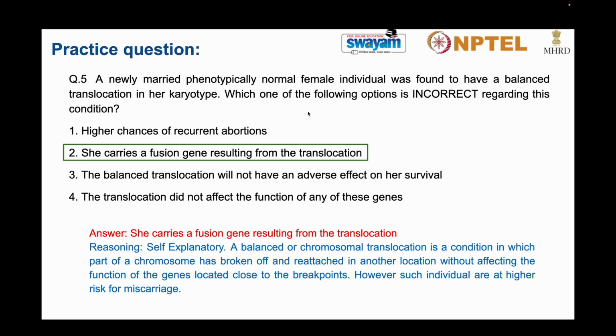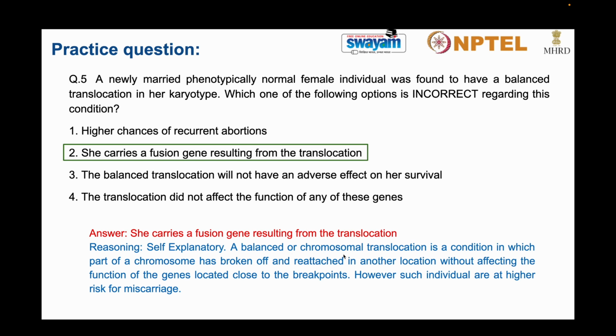What happens is that there is a balanced translocation. First of all, we'll discuss this option. They are saying that she carries a fusion gene resulting from the translocation. First of all, it is a balanced translocation. Second, it is occurring between the homologous chromosomes. So it is not possible that there will be the generation of a fusion gene from translocation. So this is completely incorrect. Now let's look at the other options, but first let's look at the reasoning.